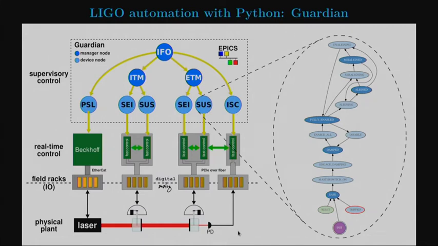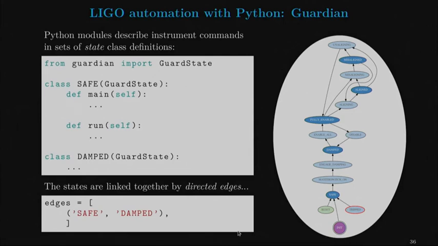logic. Basically what happens is we say, oh, we want to go to one of those states up there, and then this thing looks at this graph and says, okay, I'm going to go this path to get over there. And so this is all programmed in Python. So we have these Python modules that describe the instrument commands in what we call state classes. And that's what this guard state is. So guard state is just a class that defines one of those bubbles in that graph over to the right.